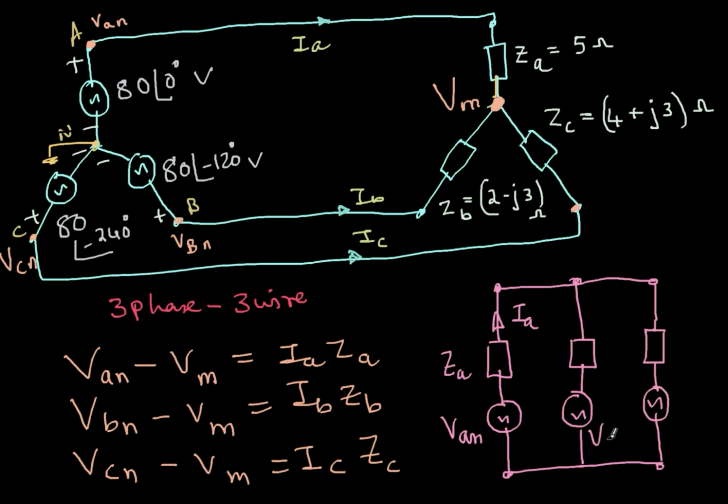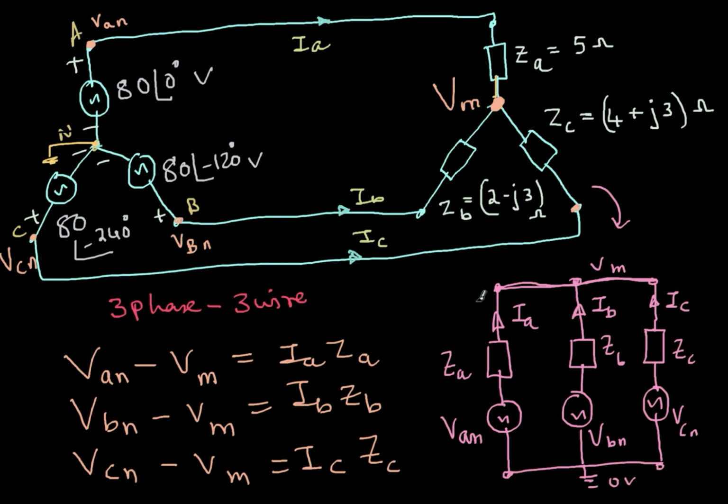So this is VBN and this is VCN and this is ZB and this is ZC and this is IB and this is IC. So if you notice, these two are exactly same. This entire circuit is nothing but exactly same as this circuit. Now the potential of this whole part is VM, and here it is actually connected to the ground, 0 volts.